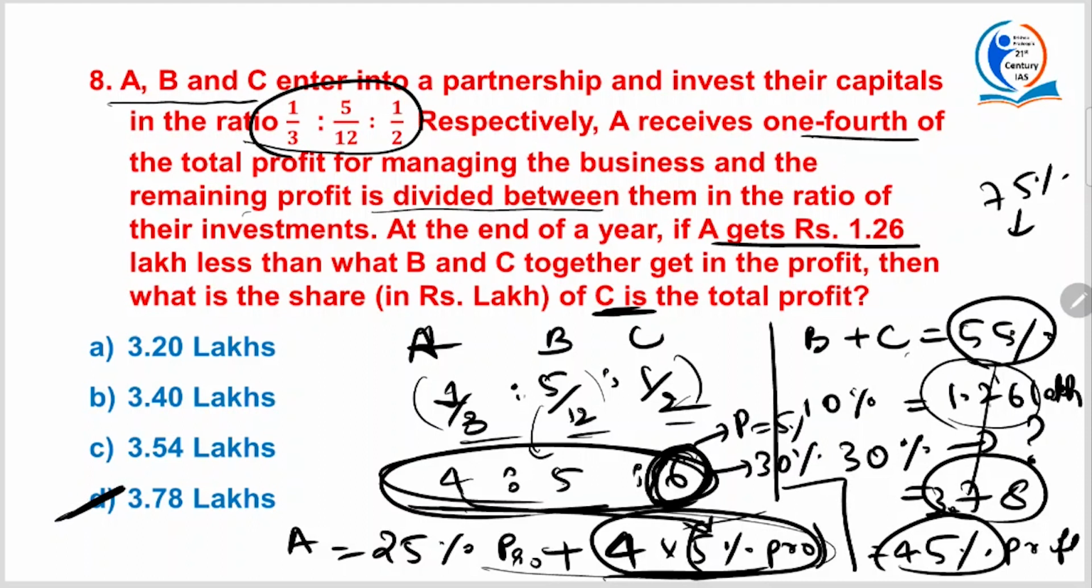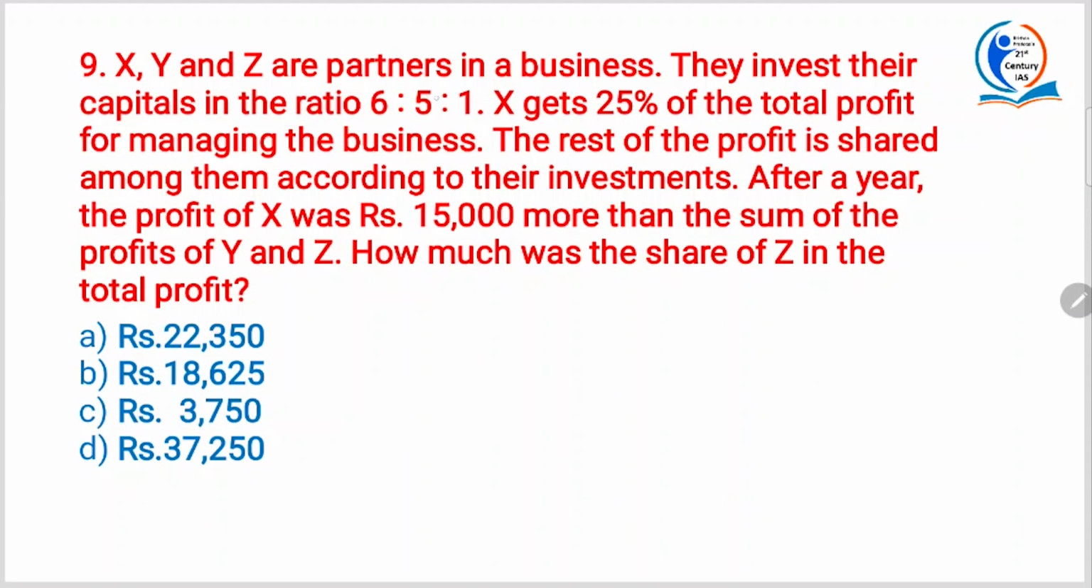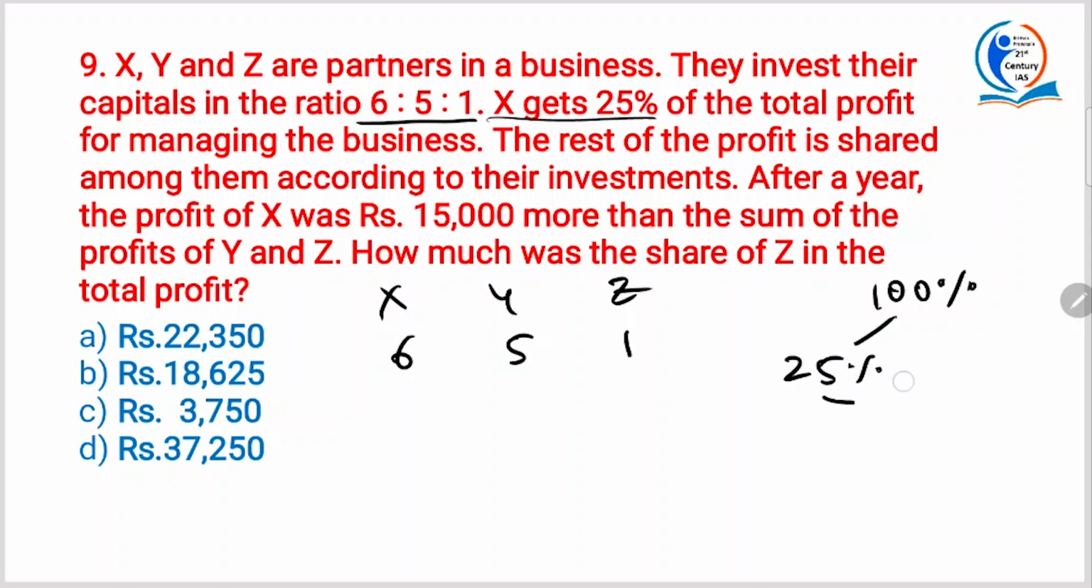D is the answer. X, Y, and Z are partners in a business. They invest their capitals in the ratio 6 is to 5 is to 1. Okay, so X, Y, and Z are there. 6 is to 5 is to 1 is the ratio of the capitals. X gets 25% of the total profit for managing the business. That means out of 100% of the profit, 25% is kept aside for X. Alright, and remaining is 75%.